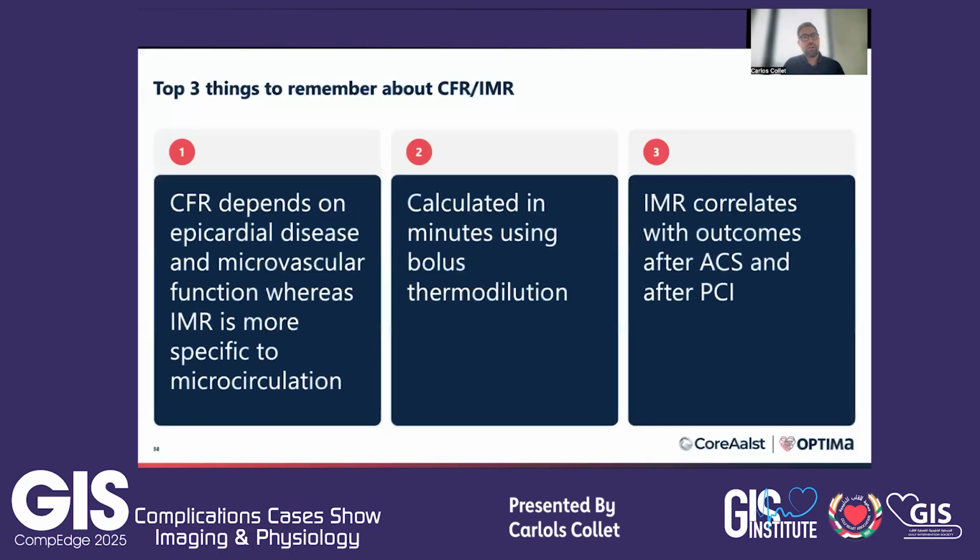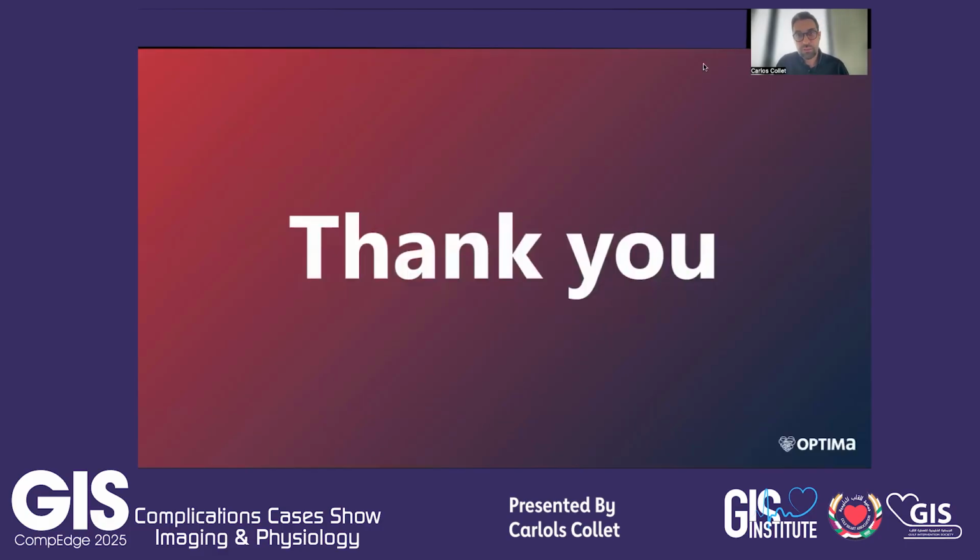So in summary, I will say that CFR is a metric that has been extensively validated. It depends on both epicardial and microvascular disease, whereas IMR is more specific of the microcirculation. It can be calculated, IMR and CFR, using bolus thermodilution. That takes, in my cath lab, 1-2 minutes. It's quite easy and it's quite fast. And we already have data supporting correlation with IMR in patients with ACS and after elective PCI. Thank you for your attention.